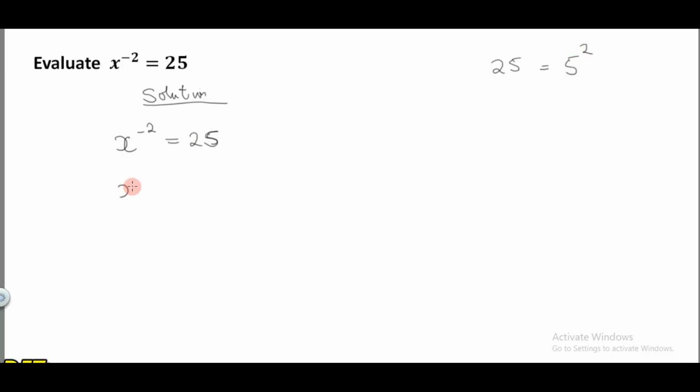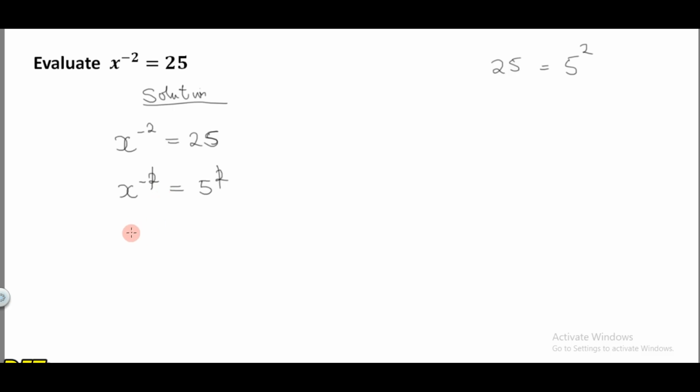So this will be x raised to the power of minus 2 is equal to 5 raised to the power of 2. Remember that 25 is the same thing as 5 raised to the power of 2, right? 5 raised to the power of 2 is equal to 25. So both are equal, right? So having gotten it like this, the power of 2 will cancel out this power of 2.